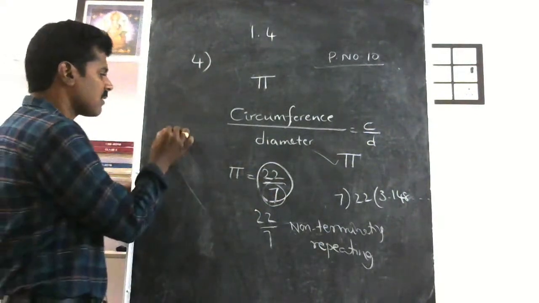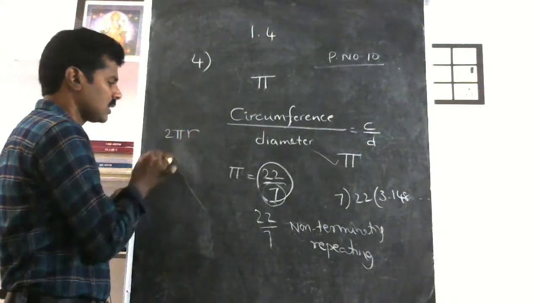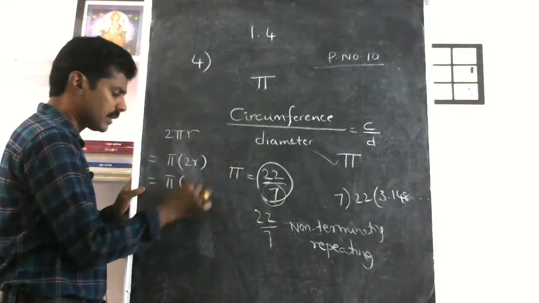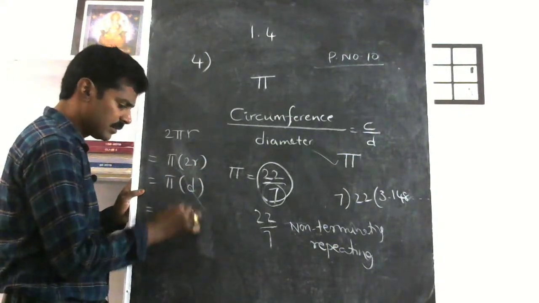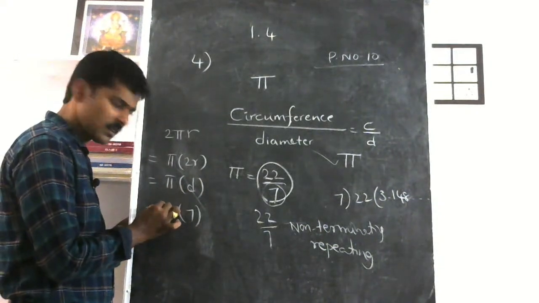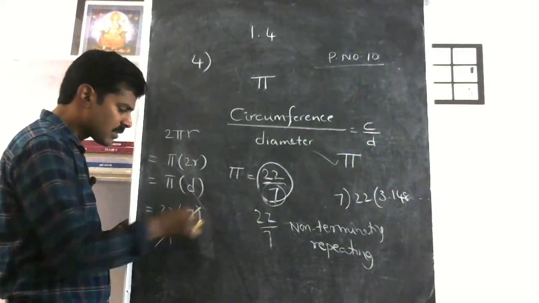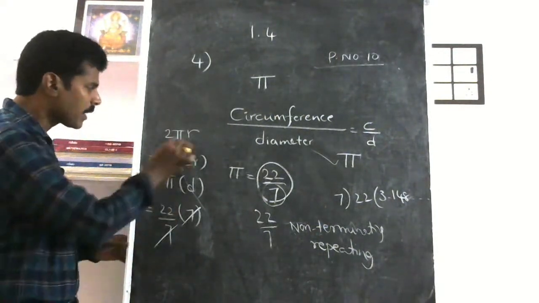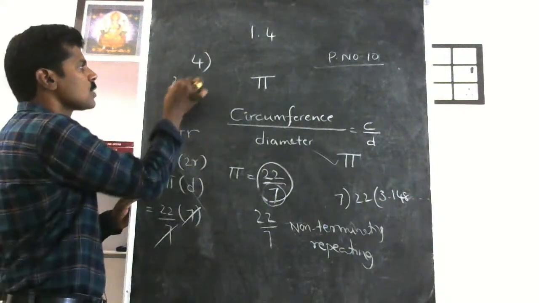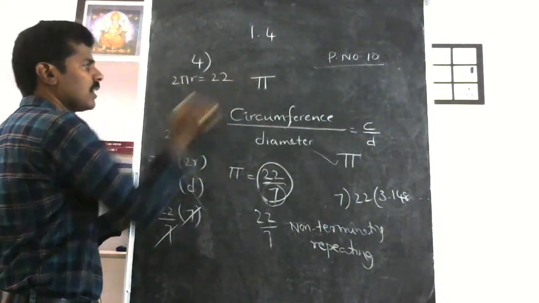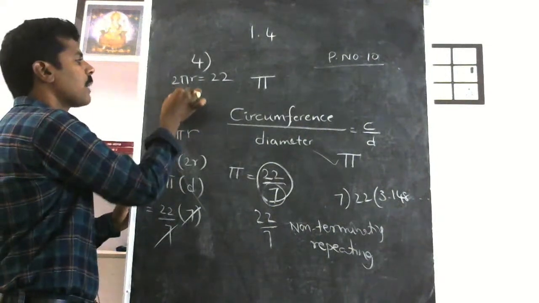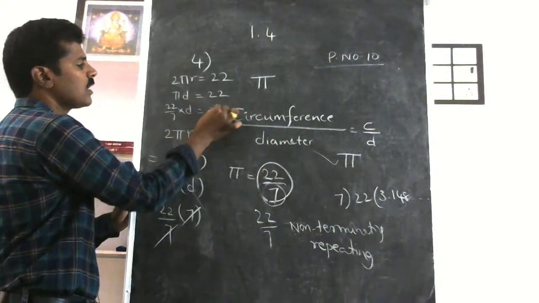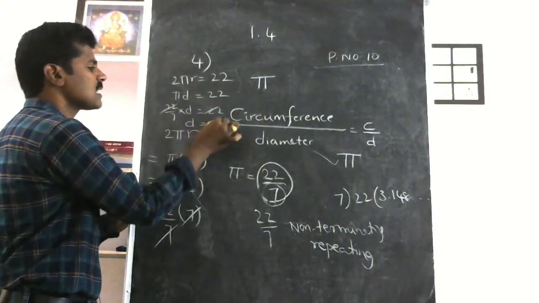If you take diameter is 7, circumference formula is 2 pi r, you know that. So pi into 2r, so pi into diameter. So diameter is 7 and pi is, if you go with 22/7, the 7 will be cancelled, and 2 pi r will be 22. So that means 2 pi r is equals to 22. If you take, what will be the diameter? Pi d is equals to 22, you will take. So 22/7 into d is equals to 22. Therefore 22 will be cancelled, d is equals to 7.